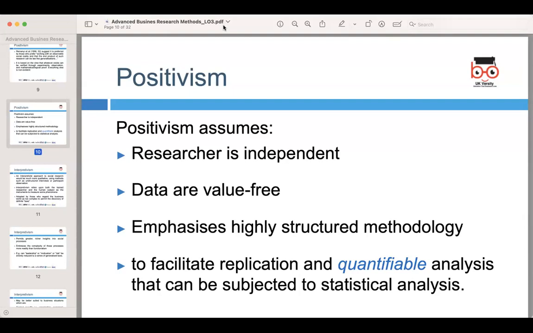Secondly, positivism suggests that the data should be value free. This means that the data collected during the research should not be influenced by the researcher's proposal, values, beliefs, or opinions. Instead, the data should be based on observable facts and objective measurements.